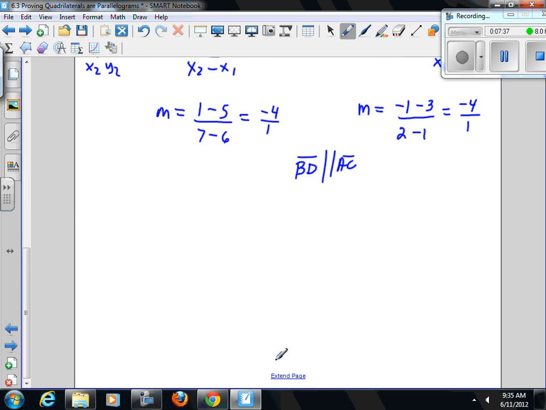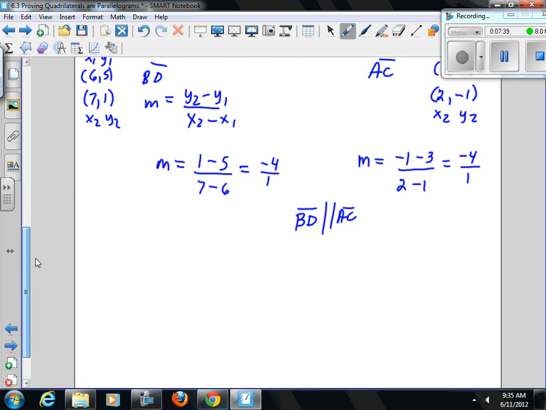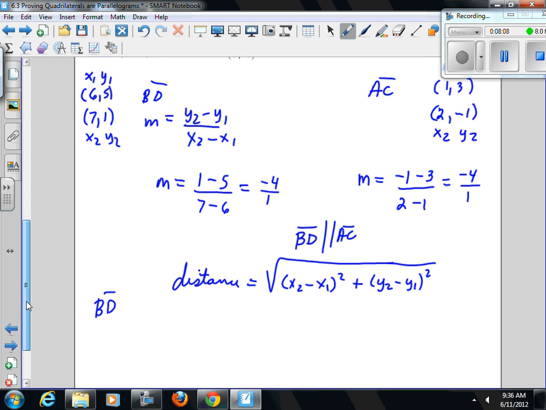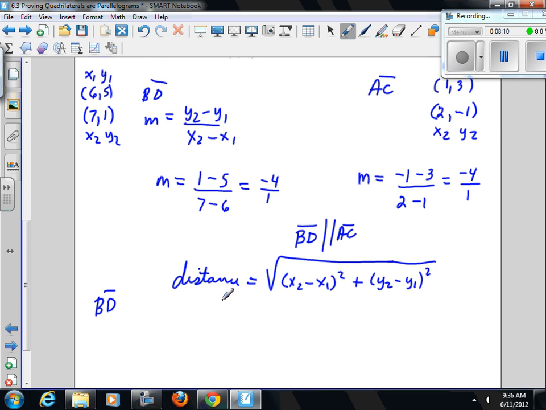Now, let's use the distance formula to see if indeed BD and AC have the same lengths. So here's your distance formula. It's the square root of x2 minus x1 squared plus y2 minus y1 squared. Let's plug our numbers in for BD first. Well, our numbers are listed right above here for BD.